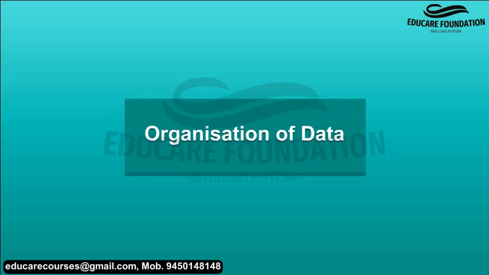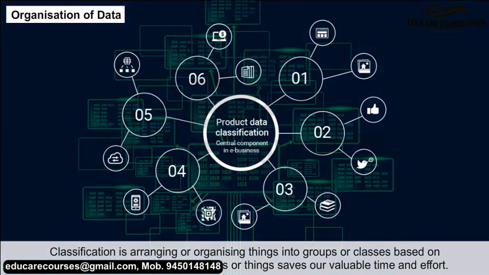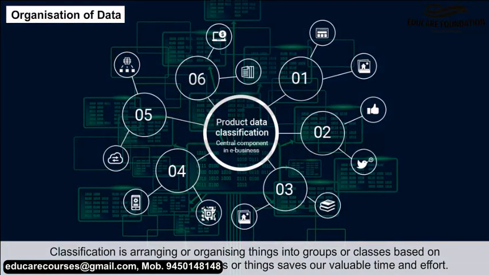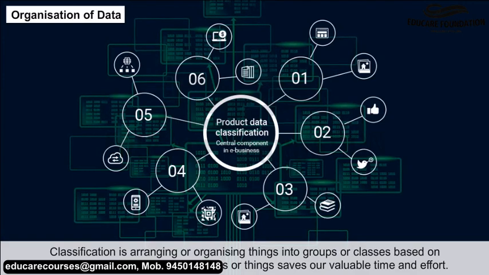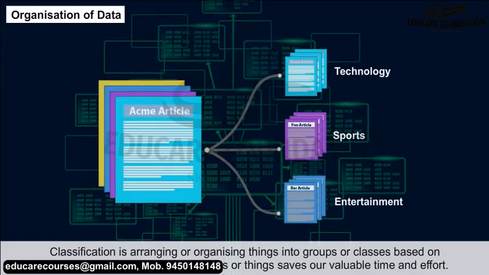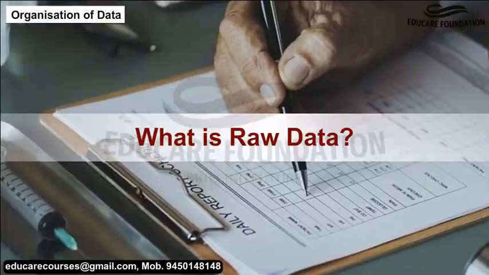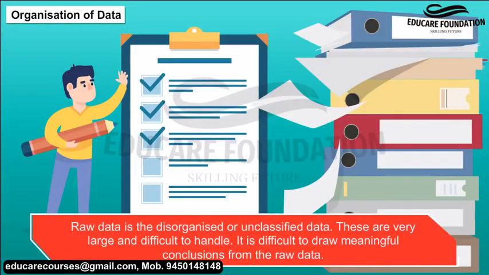Organization of data. Classification is arranging or organizing things into groups or classes based on some criteria. Classification of objects or things saves our valuable time and effort. What is raw data? Raw data is the disorganized or unclassified data.